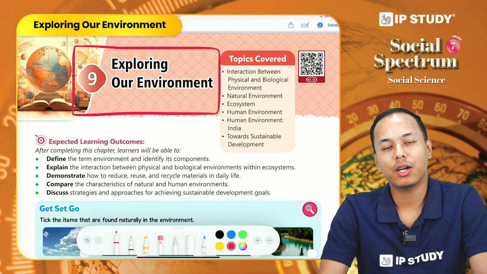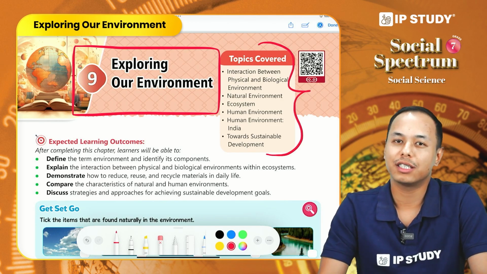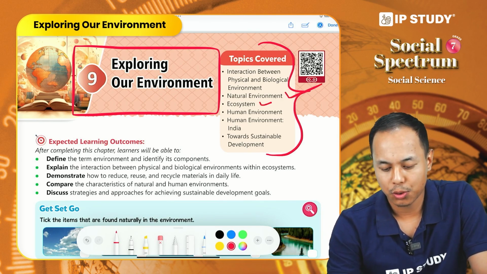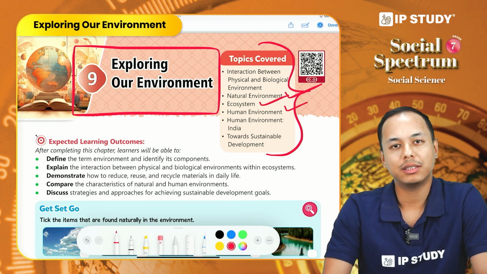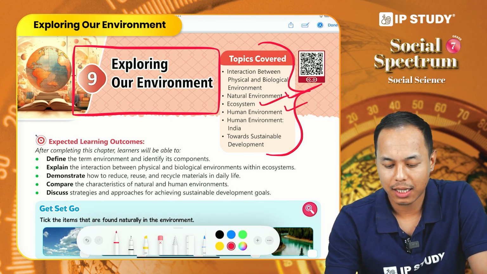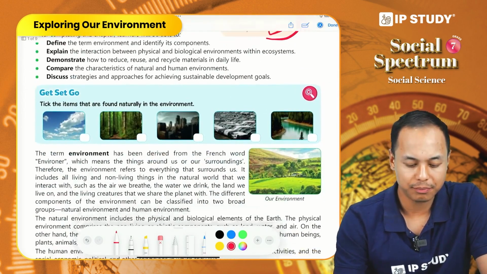And in this chapter we are going to discuss a few important topics like interaction between physical and biological environment, natural environment, ecosystem, human environment, and again human environment in the context of India, and lastly towards sustainable development. So now let us discuss the chapter.